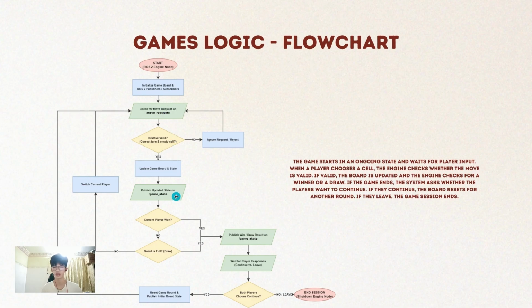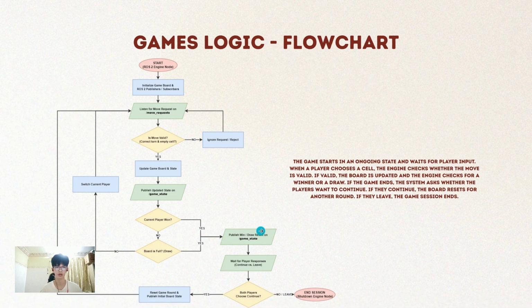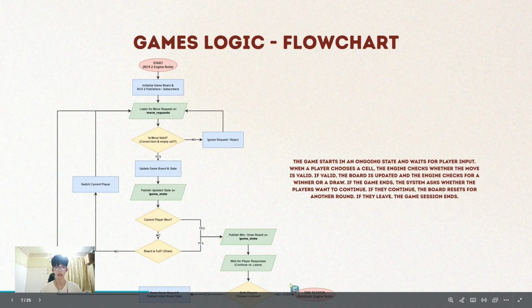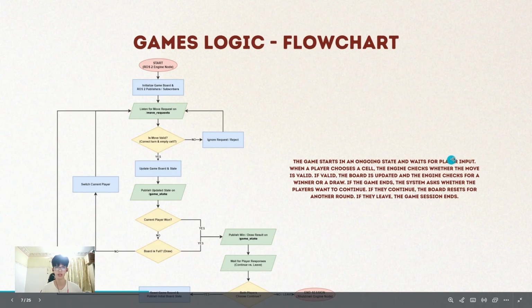And then if the current player meets the condition to win, it will publish the win result on the game state. Or if the board is full, it will publish the draw result on the game state. And then it will wait for the player to decide whether to play again or leave. If they play again, it will refresh and take the user input again. And if no, it will end the game session.